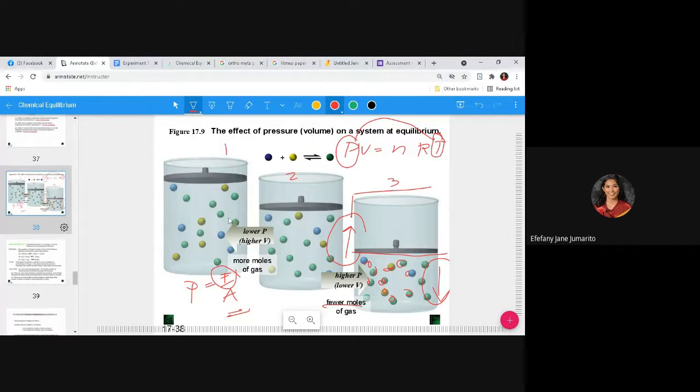Okay. Now, if we have lower pressure, this one, lower iyang pressure, no? Kay dako kayo iyahang volume. Higher volume, lower iyang pressure. Dako ang area. Okay, constant ilang force, and then we have the area nga dako. So, that's why we have higher volume and then lower P. Okay, so if we have lower pressure, the equilibrium will move to the direction wherein there are daghan ang moles of gases.